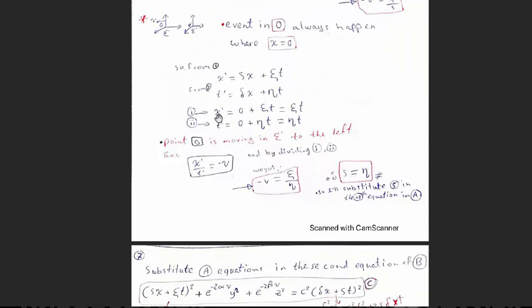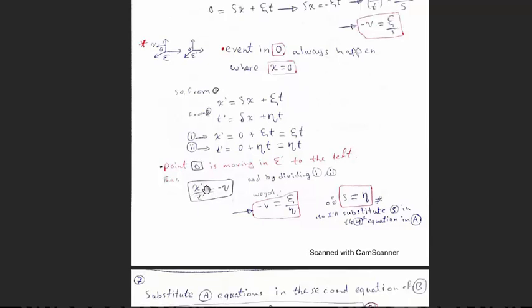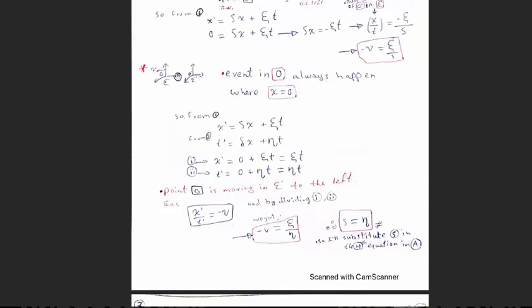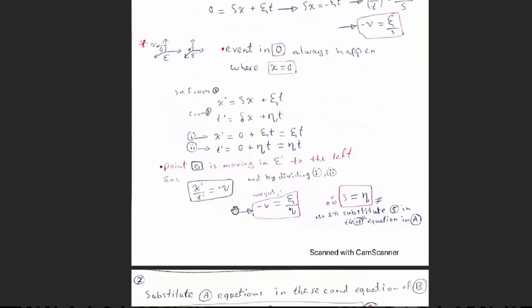So what we got when we divide x dash over t dash is that x dash over t dash must equal minus v, because it is distance over time. Again, we don't know the values of x dash and t dash, but we know for sure that x dash over t dash must equal minus v, again because it goes to the opposite side.